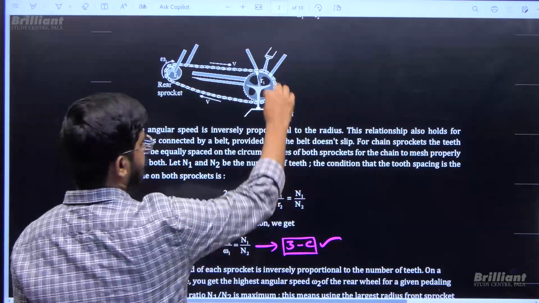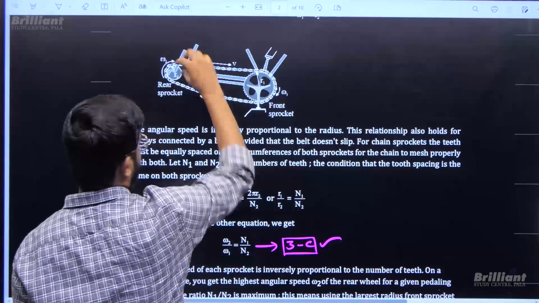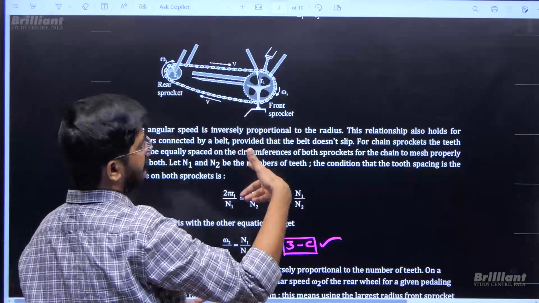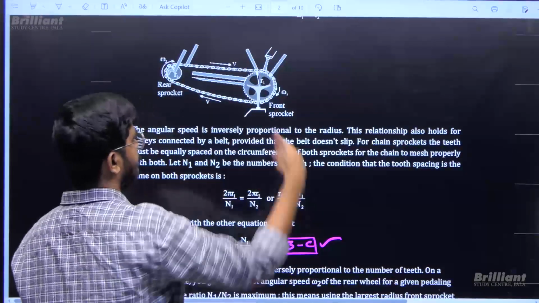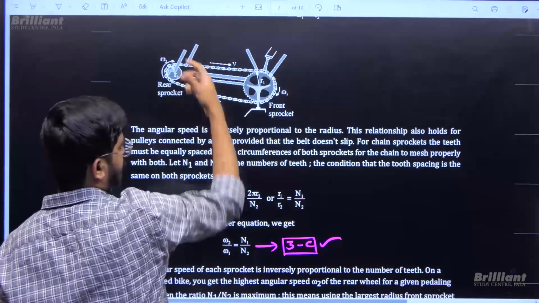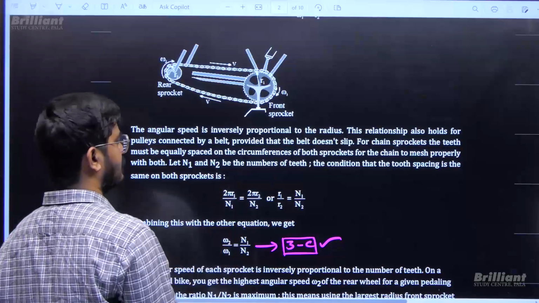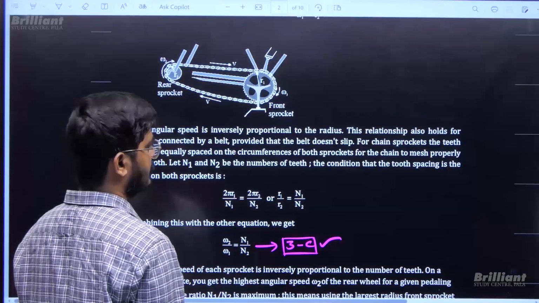Now, the gap between two spikes here and two spikes here should be the same, because the chain has spacing, right? It should be fitting. So the distance between two consecutive spikes here and consecutive spikes here should be the same. That's what they were saying: equally spaced on the circumference of both sprockets for the chain to mesh.